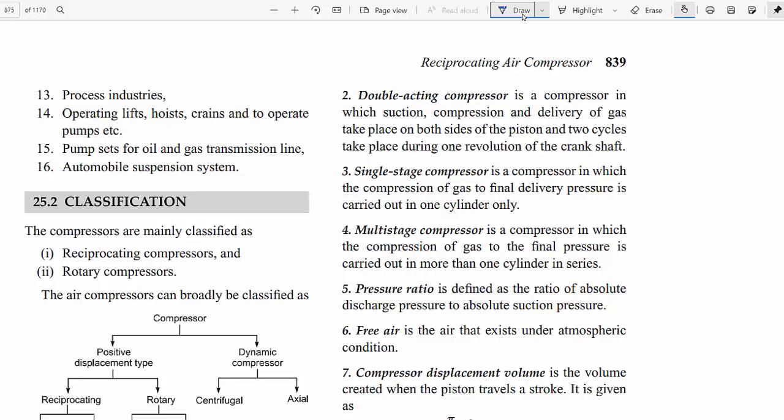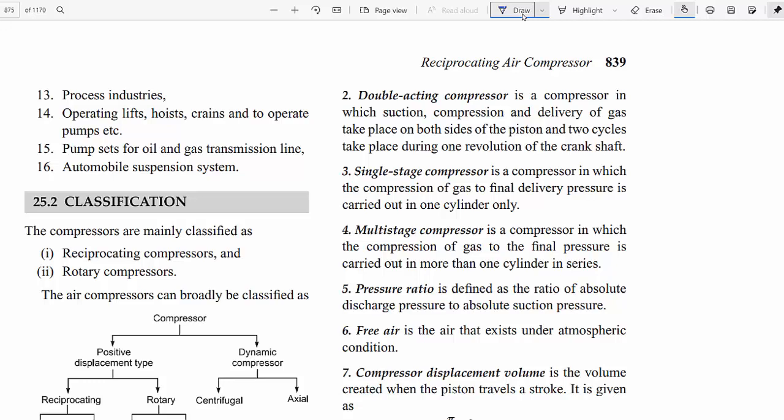Then pressure ratio is defined as the ratio of discharge pressure to inlet pressure; it is the ratio between exit pressure and inlet pressure. Then free air. If the air exists under atmospheric condition, free air means there is no compression. How much air is inside and how much air exits. During the not running condition, the air is inside and the air is outside. It is called free air flow, during the not running condition of the compressor.